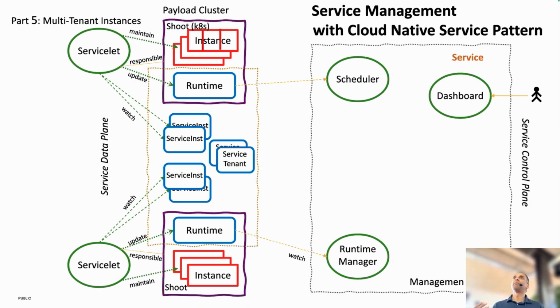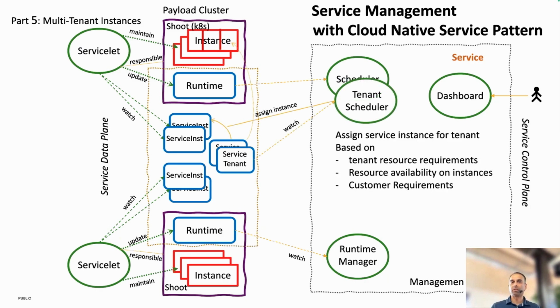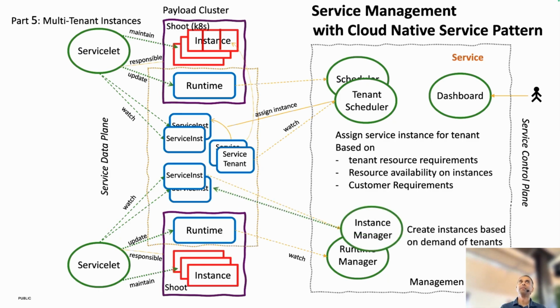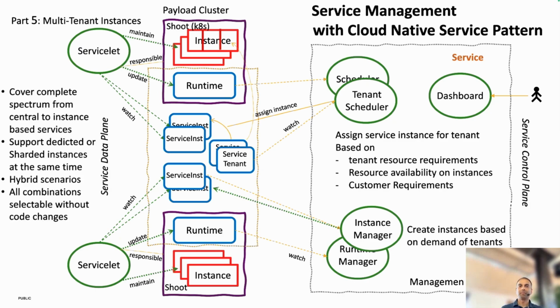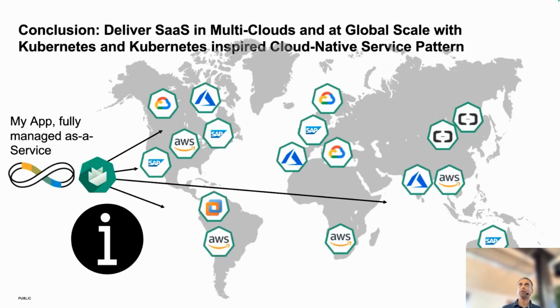You can actually, if you have a multi-tenant service instance or service, use the same pattern to add abstractions on top, right? Like if it's a multi-tenant, you can have a digital twin called a service tenant, and you have a tenant scheduler and an instance manager. I think this should be clear, right? So the conclusion is you need something like hosted control planes, like Gardener, in order to get to a software as a service objective at global scale. Right?